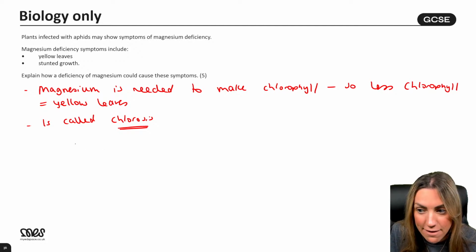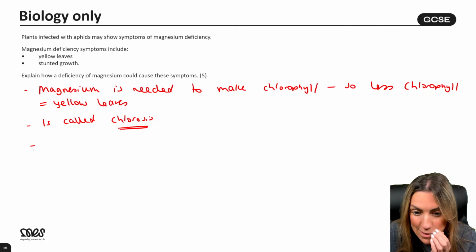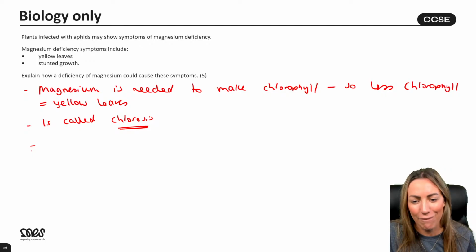Now we need to get 5 marks. So can we extend this? Combined don't need to know this. No, combined have left the building.